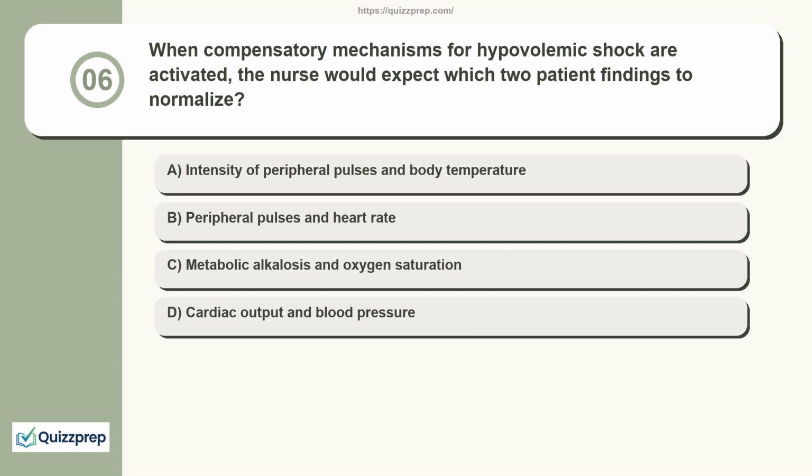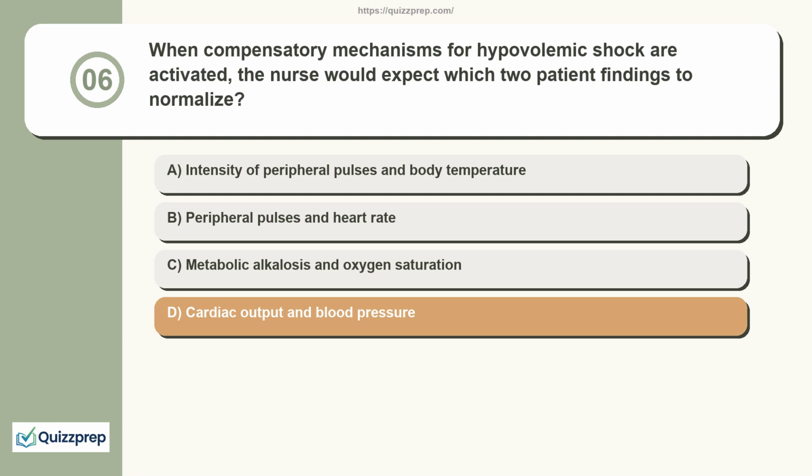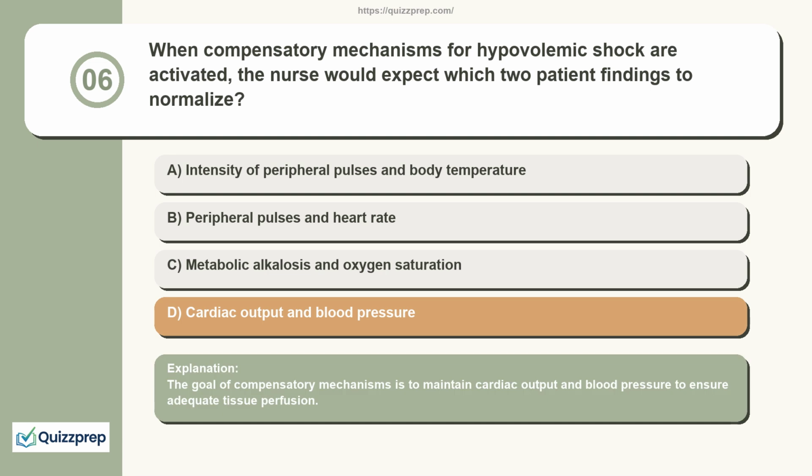Question 6. When compensatory mechanisms for hypovolemic shock are activated, the nurse would expect which two patient findings to normalize? Intensity of peripheral pulses and body temperature, peripheral pulses and heart rate, metabolic alkalosis and oxygen saturation, cardiac output and blood pressure. The goal of compensatory mechanisms is to maintain cardiac output and blood pressure to ensure adequate tissue perfusion.